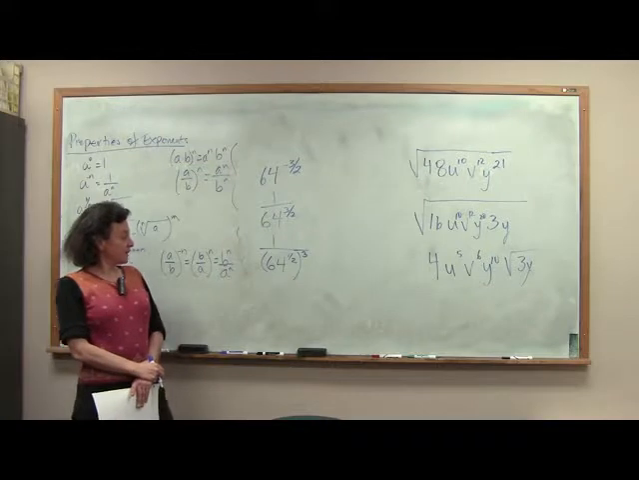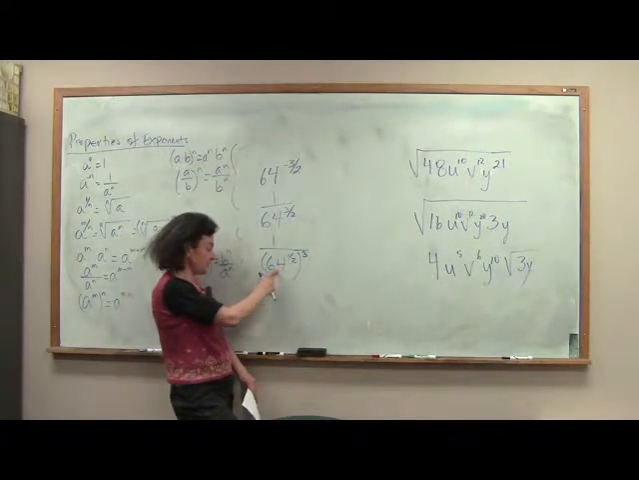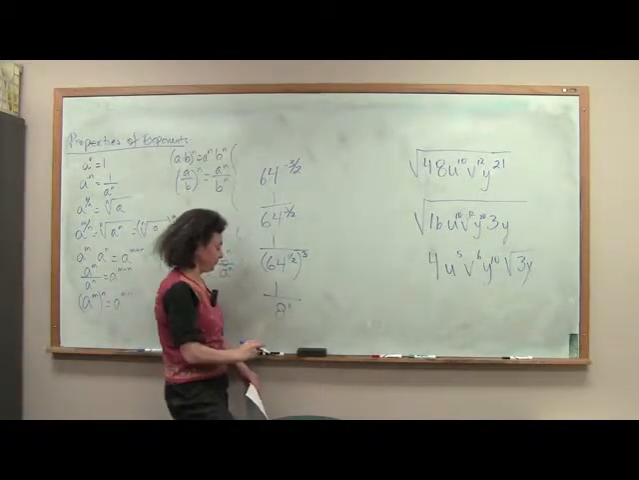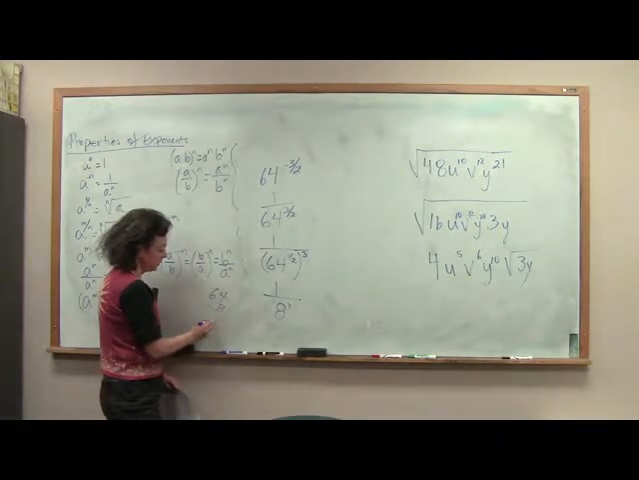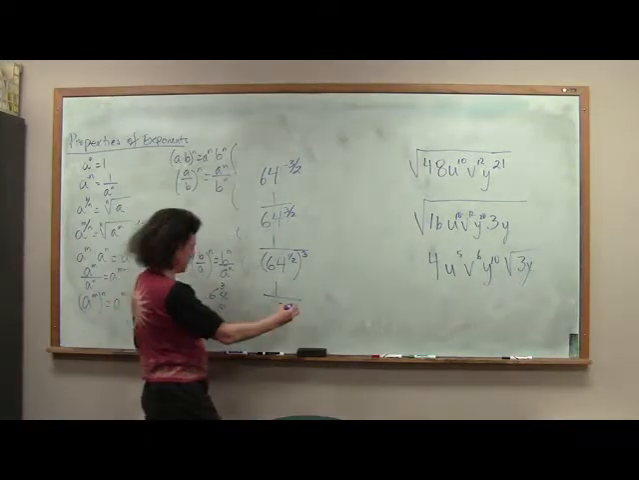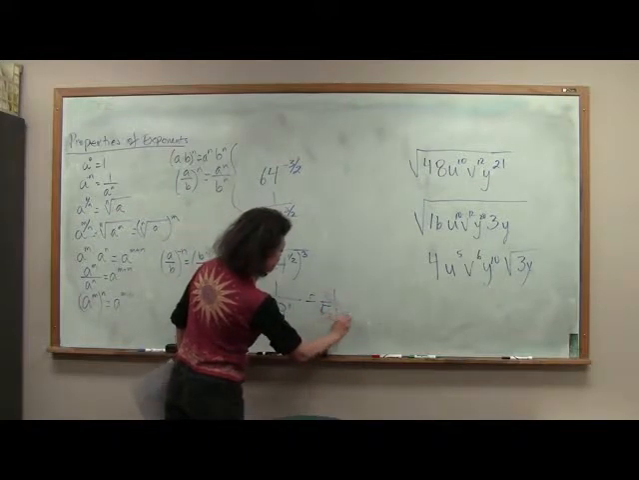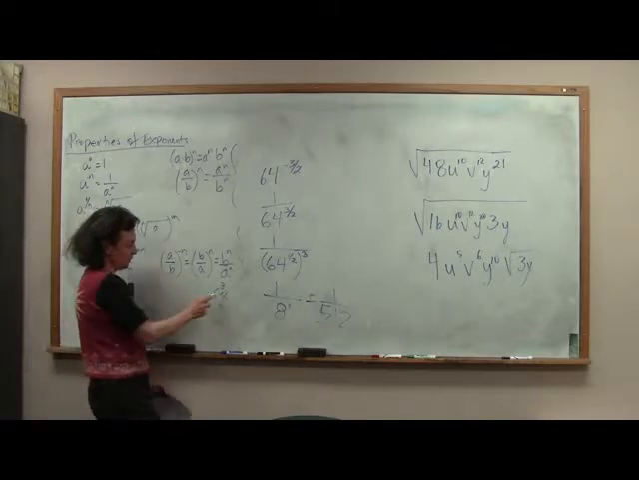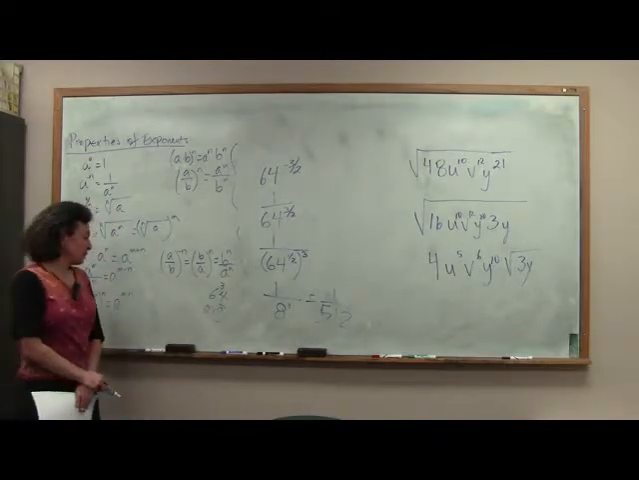And I ask myself, well, what's 64 to the 1/2 power? In other words, what's the square root of 64? And that's 8. So then what we need to do is cube 8, and I claim we're going to get 1 over 512. Right? 8 squared is 64, and 64 times 8 is 512.